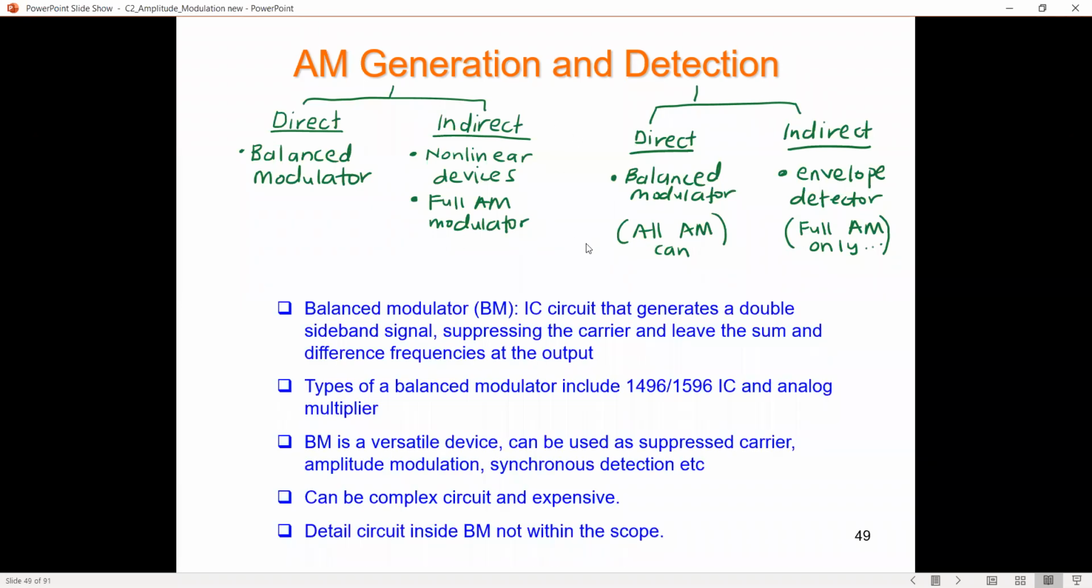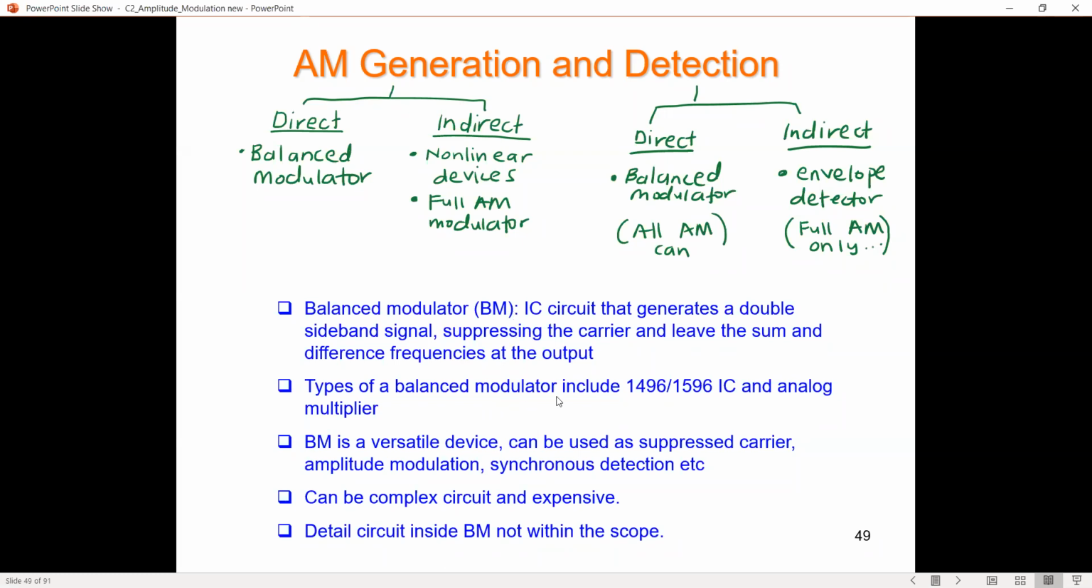Okay, since we use a lot of this balance modulator, I'll just introduce a bit on what a balance modulator is. Actually, it's an IC circuit. It consists of many components. It is used to do functions such as creating double sideband signal. What does it mean, creating double sideband signal? It means the carrier will be suppressed, so we have only the upper sideband and lower sideband. That's one of the main functions of the balance modulator.